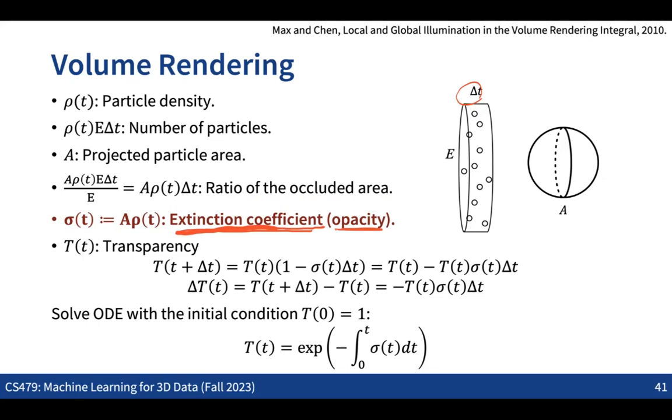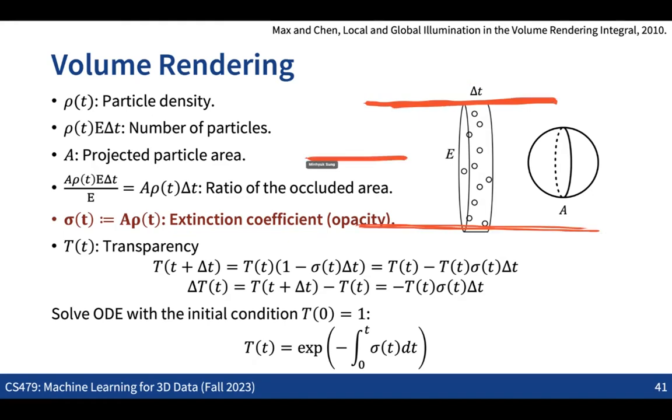So the cylinder is a projection of the sphere A? No. What I'm saying is that we are having this cylinder. We are shooting the ray through this cylinder. And in this cylinder, we are having all these small particles like this, right?